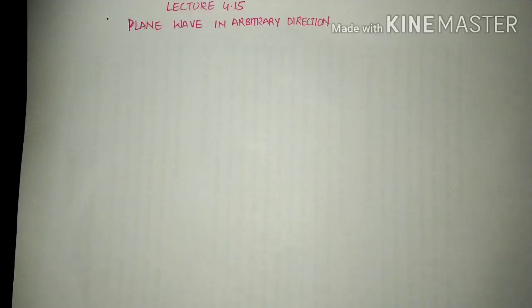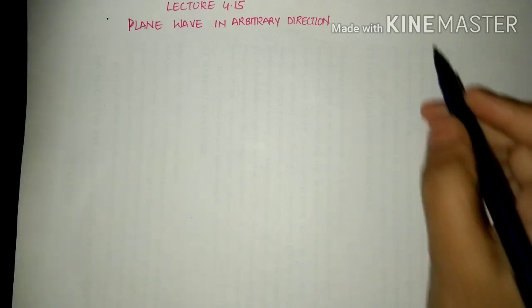Welcome to lecture number 15 of module 4. In this lecture, we start studying the oblique incidence of the electromagnetic wave at the media interface. In the previous lectures, we already completed studying the normal incidence of the wave at the medium interface.